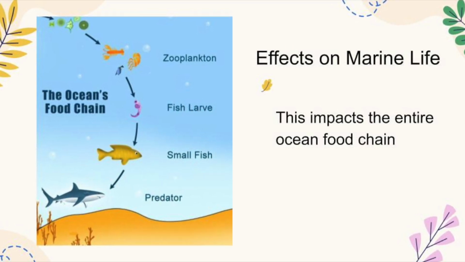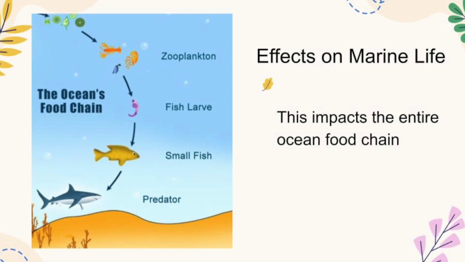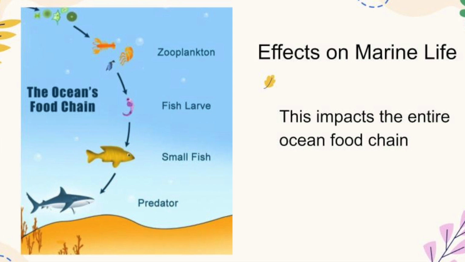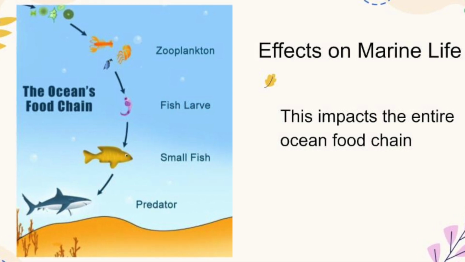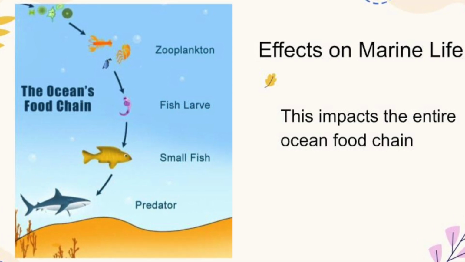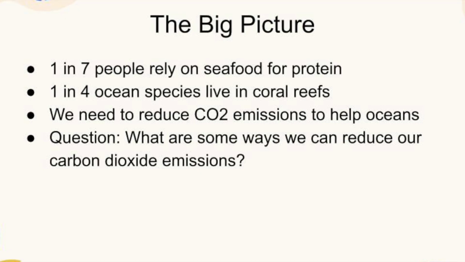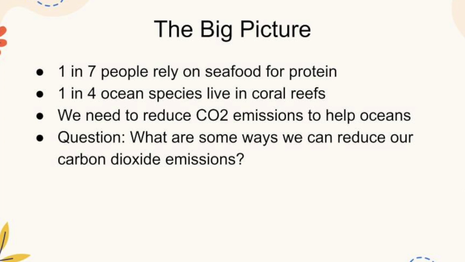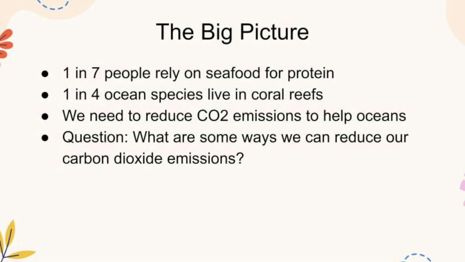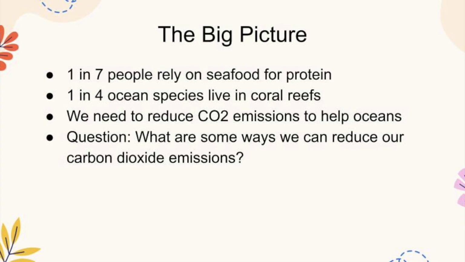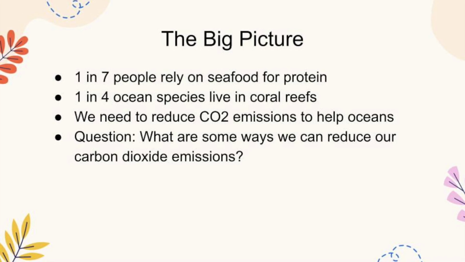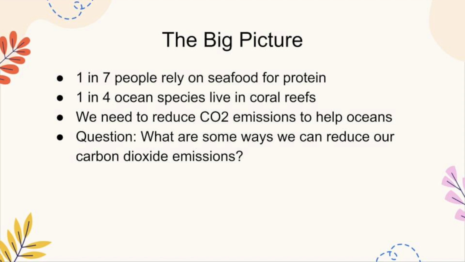The marine life at the bottom of the food chain will die out, and the larger sea creatures will not have their source of food. Humans who rely on the ocean for food will also be greatly affected. Here's the big picture. 1 in 7 people rely on seafood for protein. 1 in 4 ocean species live in coral reefs. We need to reduce carbon dioxide emissions to help our ocean, and we need to do it now.